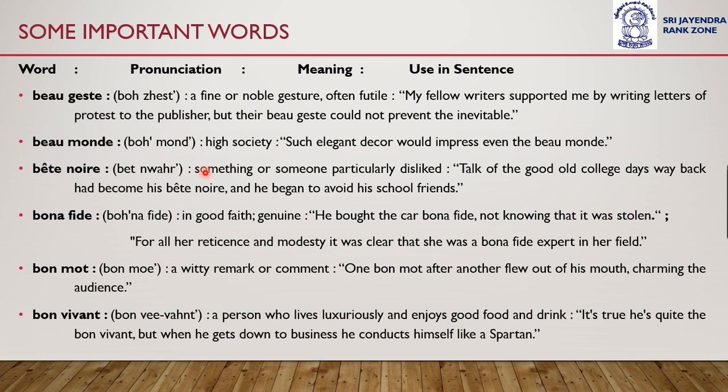Our next word is bête noire, which means something or someone particularly disliked. Used in a sentence: talk of the good old college days way back had become his bête noire, and he began to avoid his school friends. Bête noire means something or someone particularly disliked.